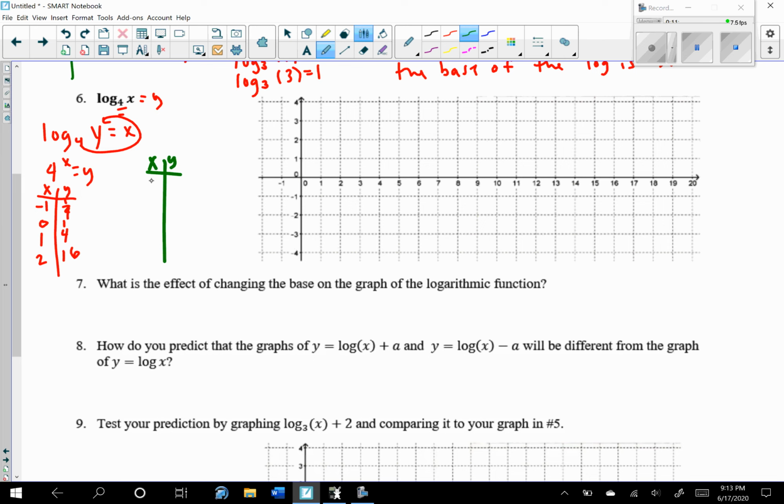Now I want the inverse, so I would switch these values. So this is 1/4, -1, because the log base 4 of 1/4 is -1. 1, 0, because the log base 4 of 1 is 0. The log base 4 of 4 is 1, and the log base 4 of 16 is 2. So 1/4, -1, 1, 0, 4, 1, and 16, 2. And then go ahead and connect your values.